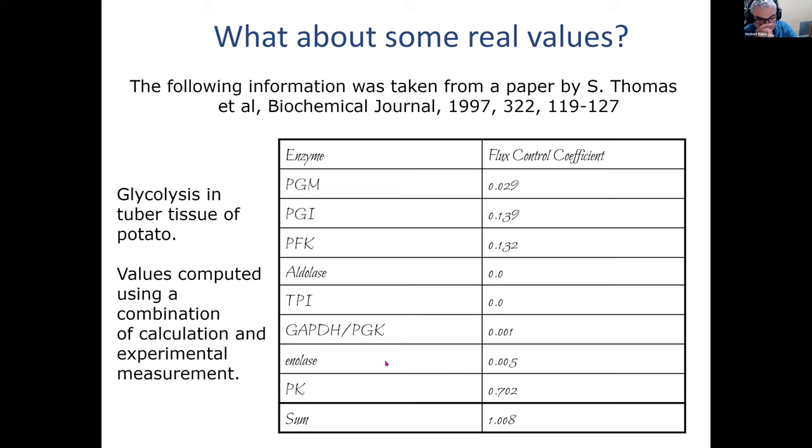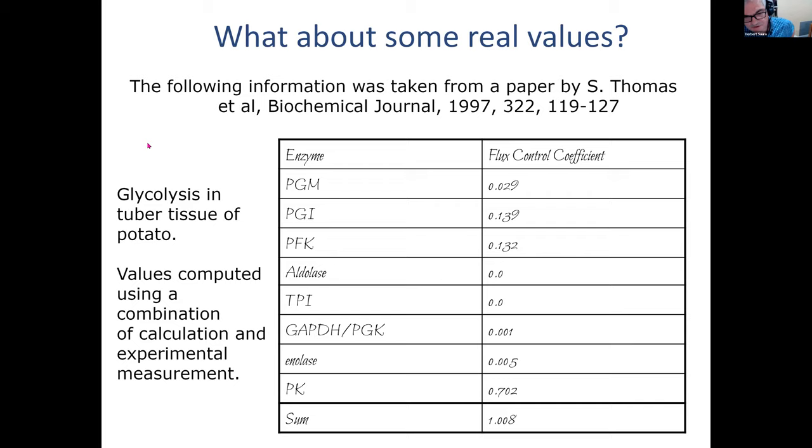If you're going to talk about rate-limitingness at all, you would perhaps claim that pyruvate kinase is the most rate-limiting step in this particular organism. Every organism will be different, right? Not all these numbers are the same from organism to organism. But the general pattern is often the same. PFK often has a very low control coefficient, even though it's the most regulated step in the pathway. Okay, so you can go to the literature, you'll find lots of these measured or computed.